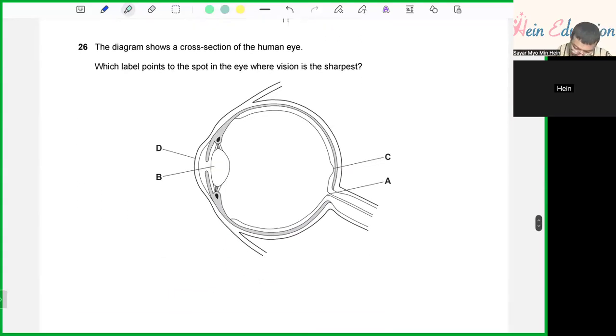And number 26, they ask about the eye, where the vision is the sharpest, right? So the vision is sharpest at the point C, right? So at C, the vision would be the sharpest. So the correct answer is C.